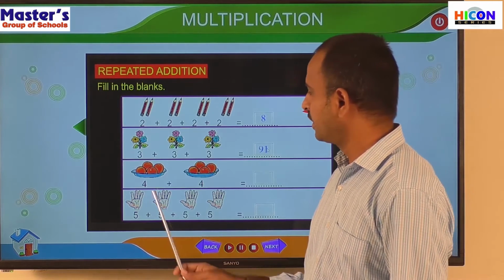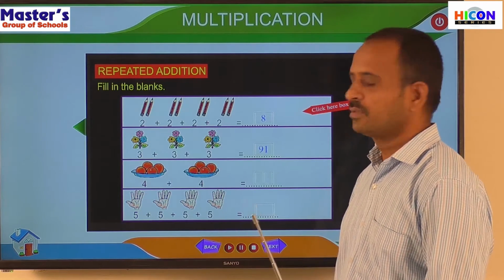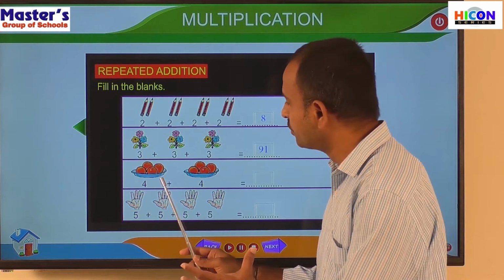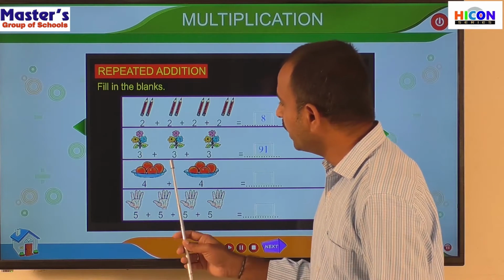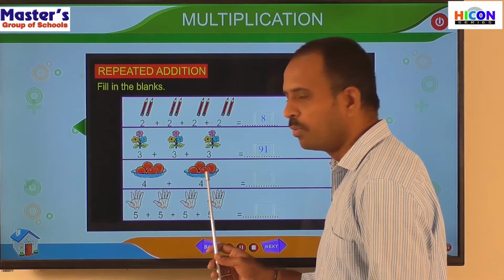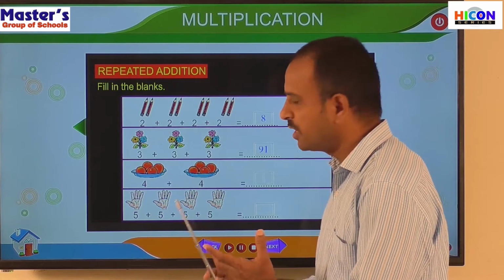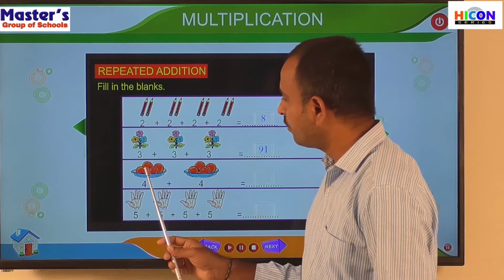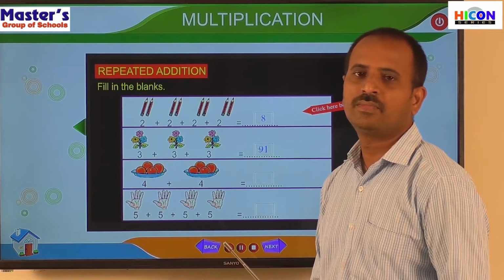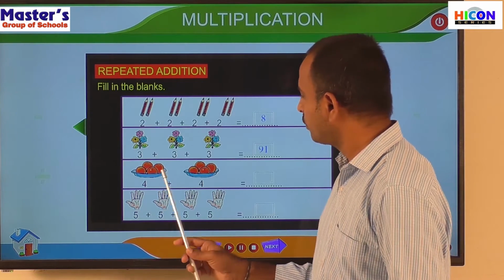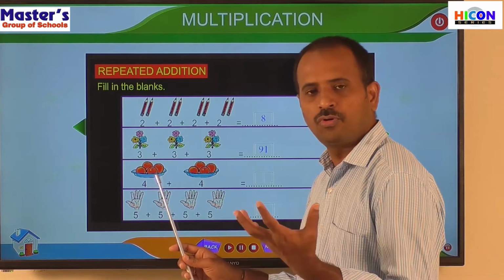So children, look at this third row. In the third row, we are observing some fruits in a plate or in a bowl. And how many bowls are there? There are 2 bowls. And how many fruits are there in each bowl? There are 1, 2, 3, 4 fruits in each bowl. So how many bowls are there? 2 bowls, and each bowl has 4 fruits.